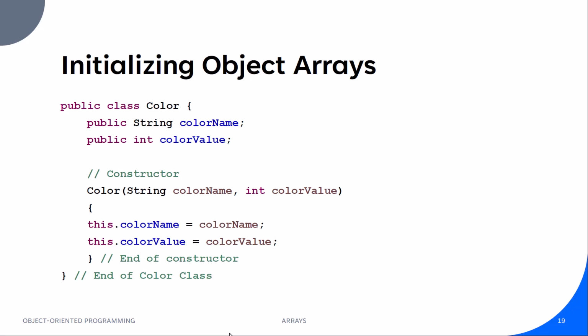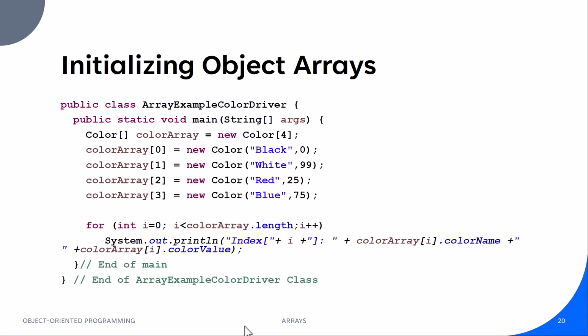We can also create an array of objects, and we can initialize the elements of this array. And here's an example. We have a class called color, and the color has a color name and color value as attributes. Now we have the constructor, which we are going to assign the color name and color value passed from the parameters.